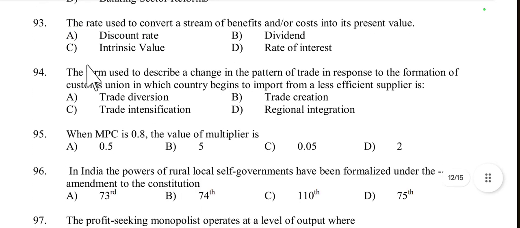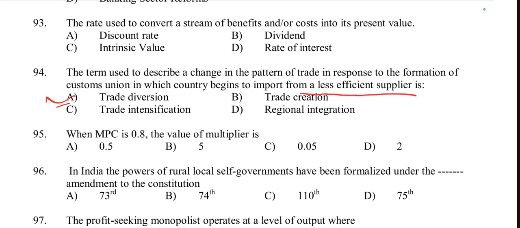Then question number 94. The term used to describe a change in the pattern of trade in response to the formation of a customs union, in which a country begins to import from a less efficient supplier. It is trade diversion, trade creation, trade intensification or regional integration. It is called trade diversion because here we import from a less efficient supplier.